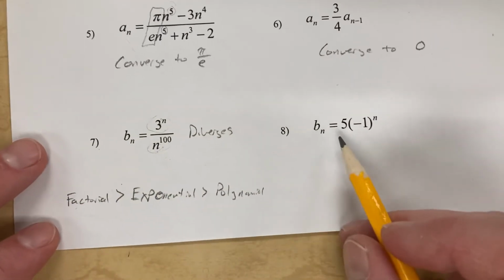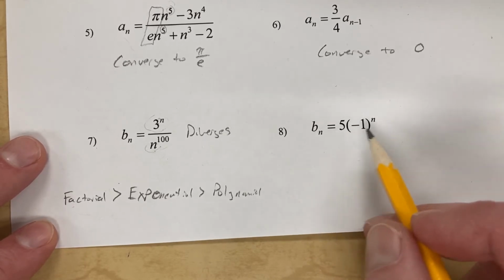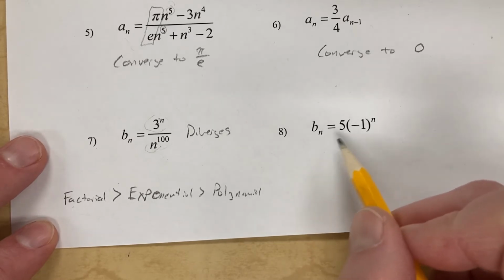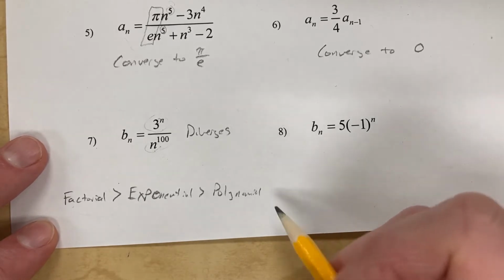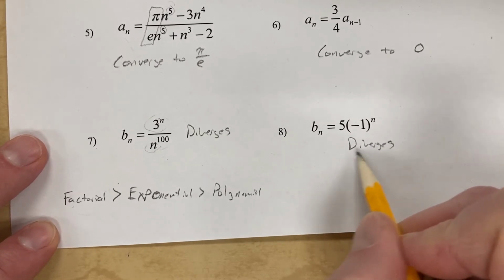And then number 8 is going to give us a sequence that goes 5, -5, 5, -5, 5, -5 forever and ever and ever. And so this doesn't converge to any one value, but it also doesn't go off to infinity. So this diverges, it just diverges in a different way than this one.